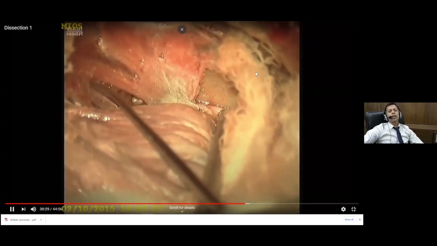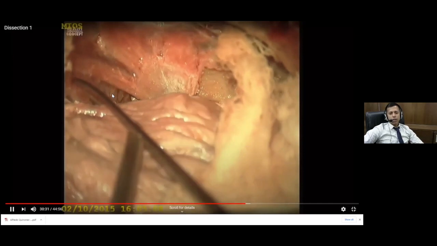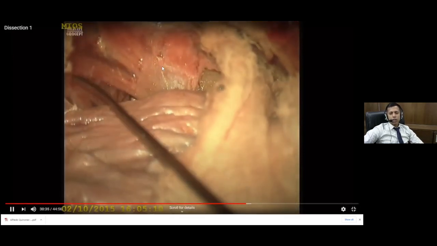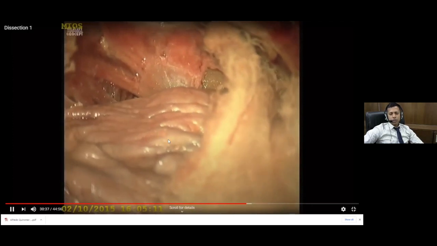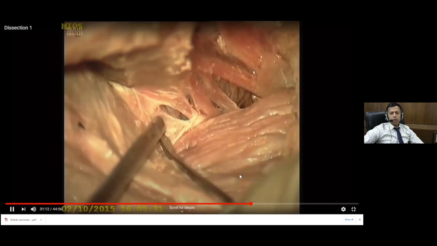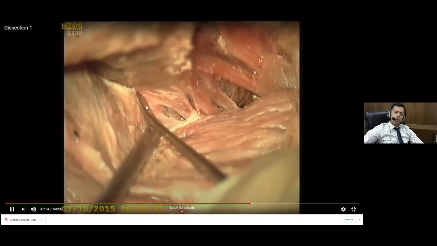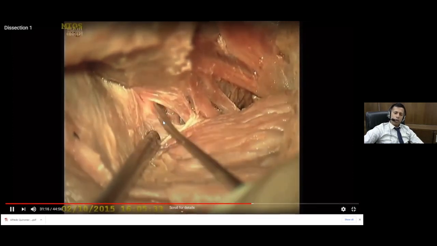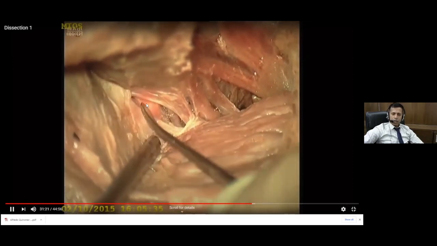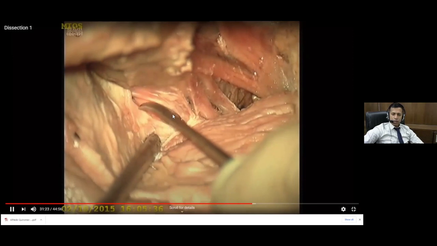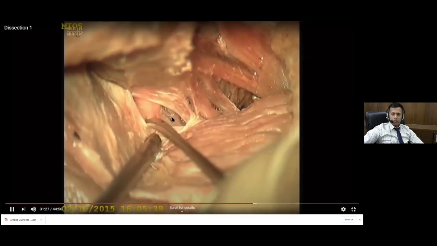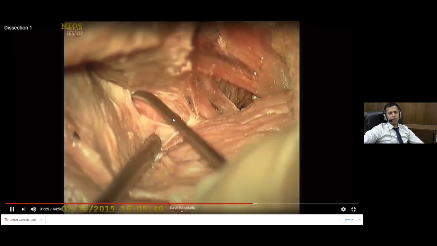Okay, right. So we are developing the Parkinson's triangle. So you have V1, V2, V3, Gasserian ganglion. Right. So we have opened the dura there. That's the opticocarotid triangle. That's the intradural optic nerve. That's the carotid. Opticocarotid triangle. Very, very important triangle.